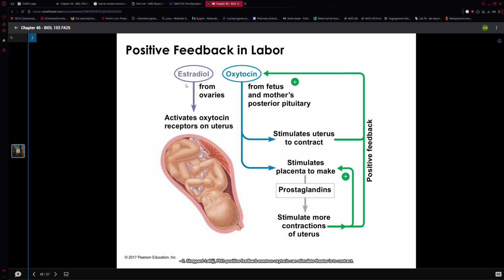So oxytocin can stimulate the uterus to contract. It can also stimulate the placenta to make prostaglandins, and that in turn can stimulate more contractions of the uterus, more contractions, more stimulation, until that stimuli dissipates. And that would be after the fetus leaves the birth canal. So ultimately, we're seeing the role that hormones can play in terms of eliciting uterine contractions that allow for childbirth to occur. And we want this to be a positive feedback event because we want to keep initiating these contractions of the myometrium until the fetus is born.